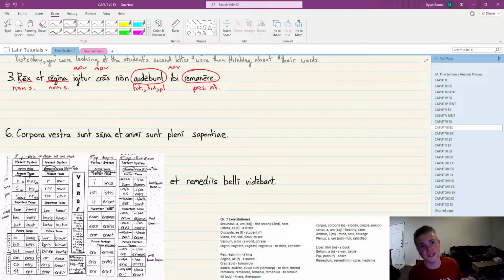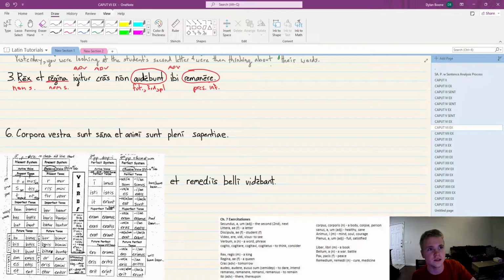They're both nominative singular. Well, you might think to yourself, if they're both nominative singular, why do we have a plural verb? What's the deal there, you know? Well, they individually might be nominative singular, but it's rex et regina, right? Two people, two things, two subjects. So thus they get a plural verb. So we're in agreement, right? The rex and regina are doing the thing that audebunt is talking about, or in this case, will do.